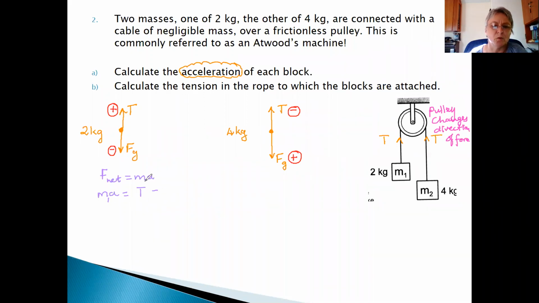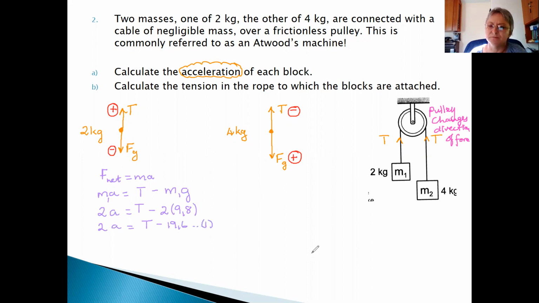I'll say m1 times acceleration is tension minus m1 g. So 2a equals tension, which is unknown, minus 2 times 9.8. So my first equation is 2a equals tension minus 19.6. This is my first equation.